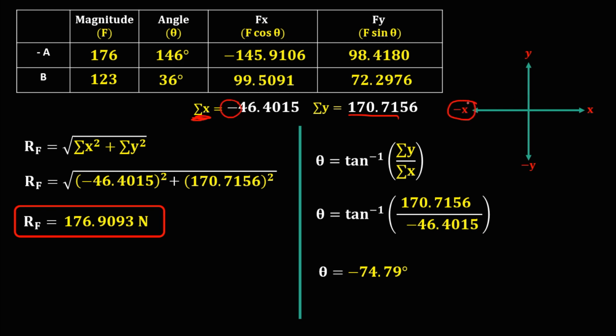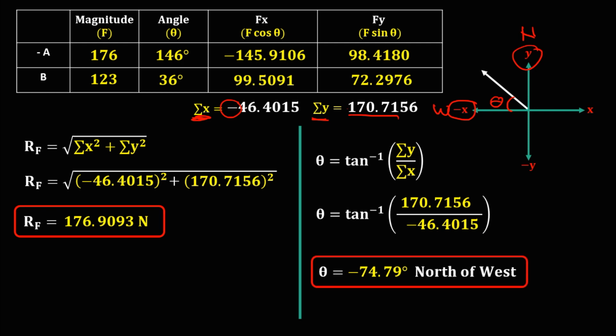Then to find the direction of this resultant force, from the summation of x, that one is negative, so this one is for negative x. For the summation of y, this is positive, and that's for positive y. So therefore, the resultant force lies on this quadrant. And again, theta is always with the x-axis. So therefore, the direction is north of west. So this is 74.79 degrees north of west.